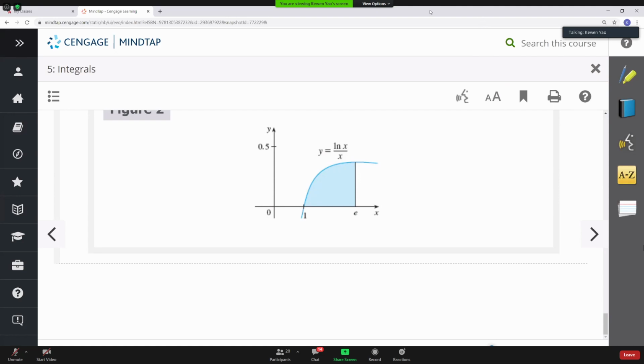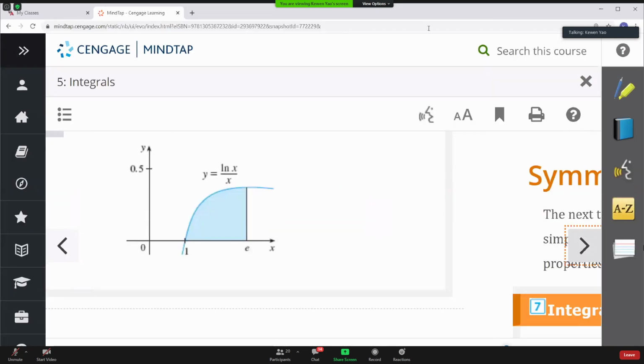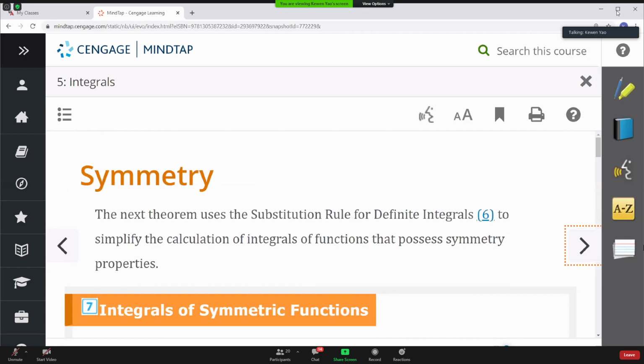Do we have more pages? Let's take a look at it. Oh, this is symmetry. Symmetry is also easy to understand, right?